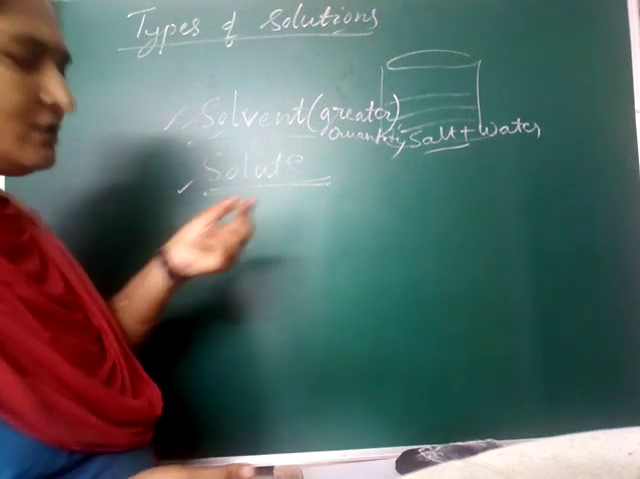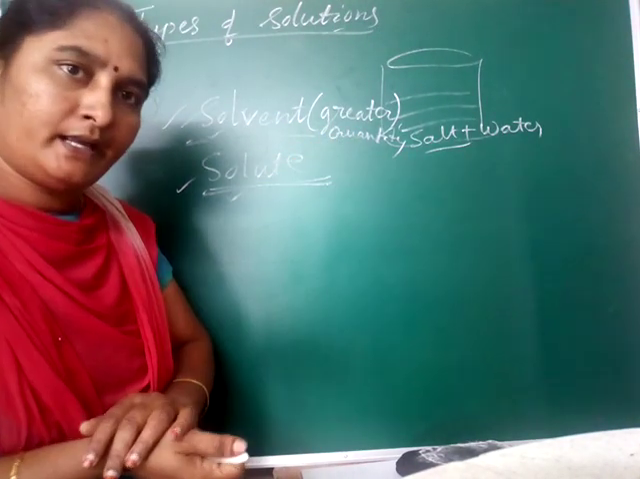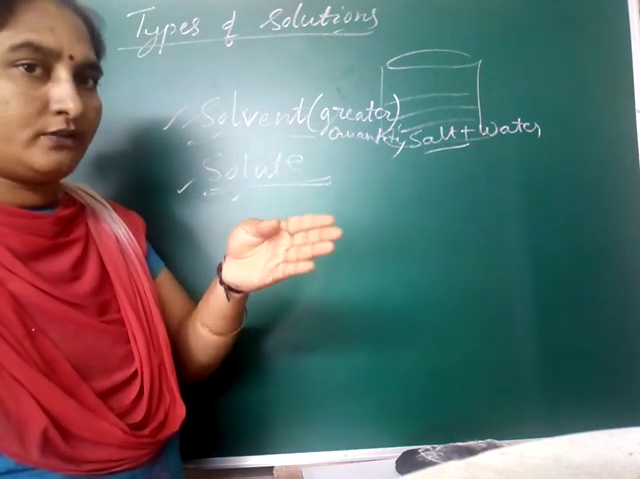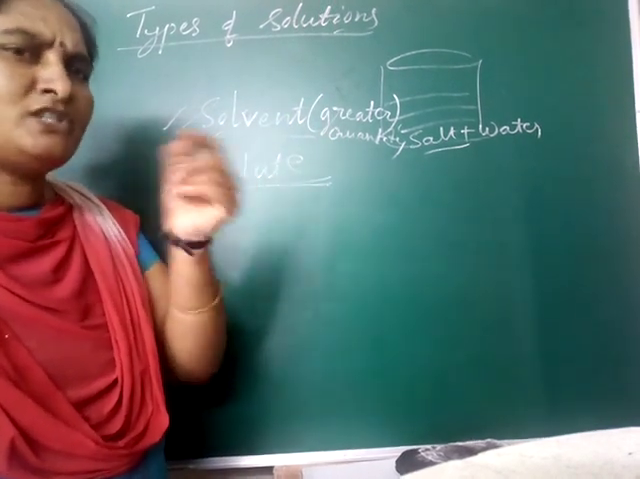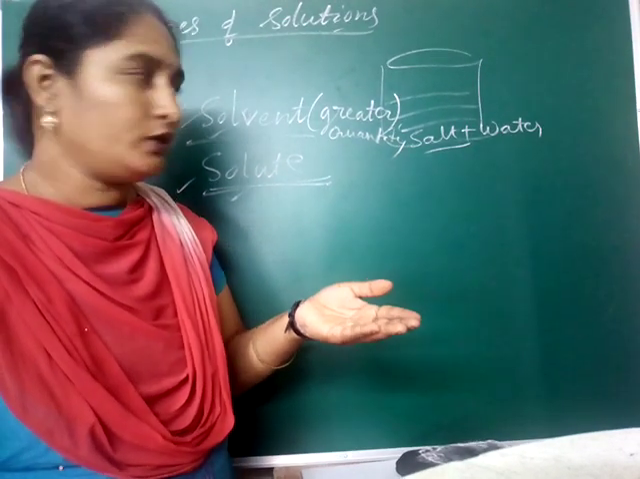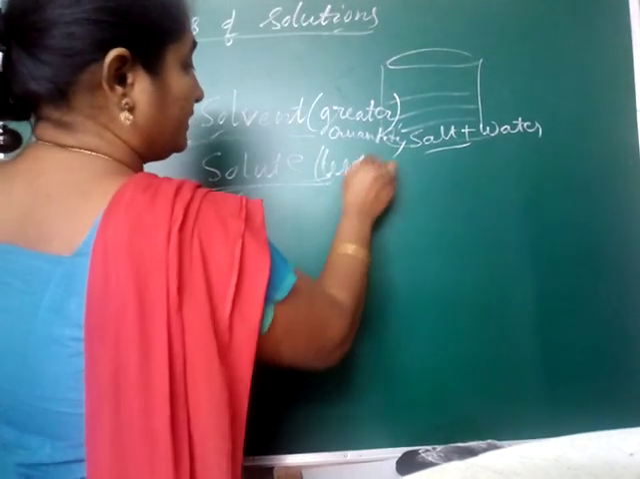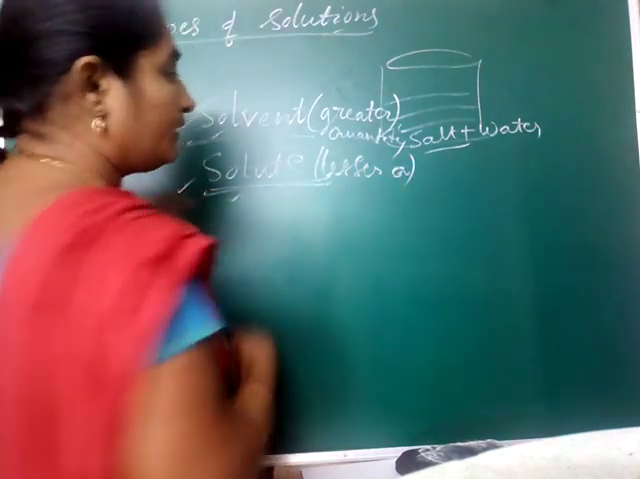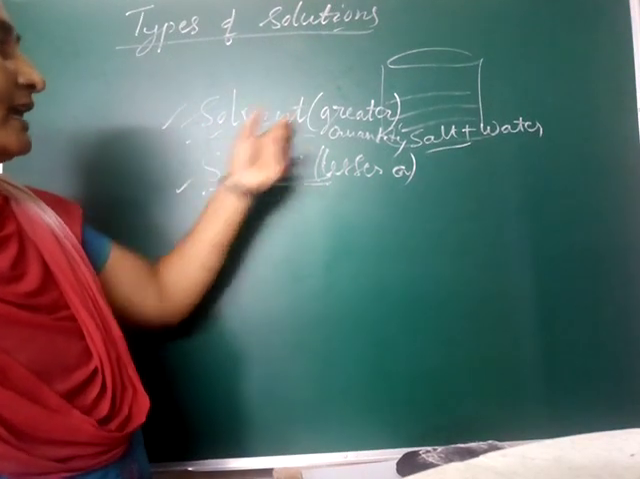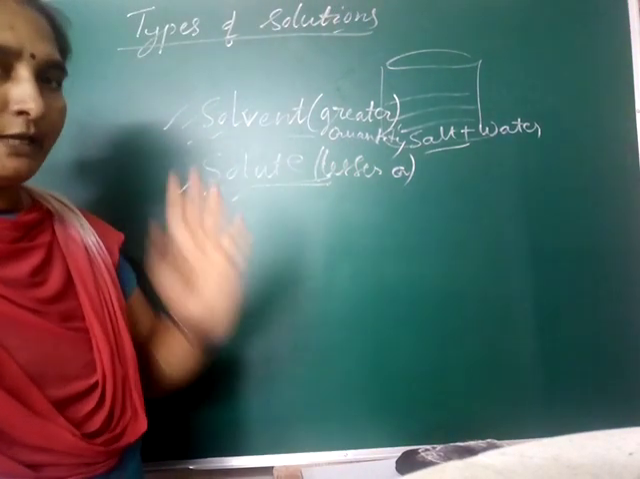Here, lesser quantity means salt; we are adding this much only. Yes or no? Otherwise, would you add this much? No. Then you are comparing with the quantity of water. You add a pinch of salt to it, then we get the salt solution. Like that, the lesser quantity component in the solution is called the solute, and the greater quantity component is called the solvent. Okay, keep it in your mind.